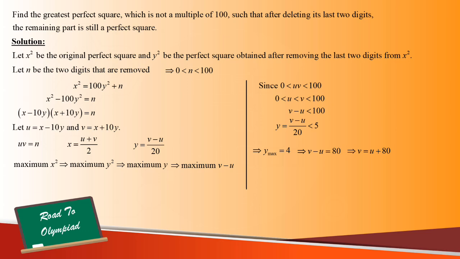Substituting back into the first inequality, we have u times (u plus 80) is less than 100. This can only happen when u is equal to 1. Otherwise, the product is going to be more than 100. With this, we can find that v is equal to 1 plus 80, which is equal to 81. And thus, we have that x is equal to (1 plus 81) over 2, which is equal to 41. This implies that the perfect square that we are looking for is 41 squared, which is equal to 1681. And this marks the end of our solution.